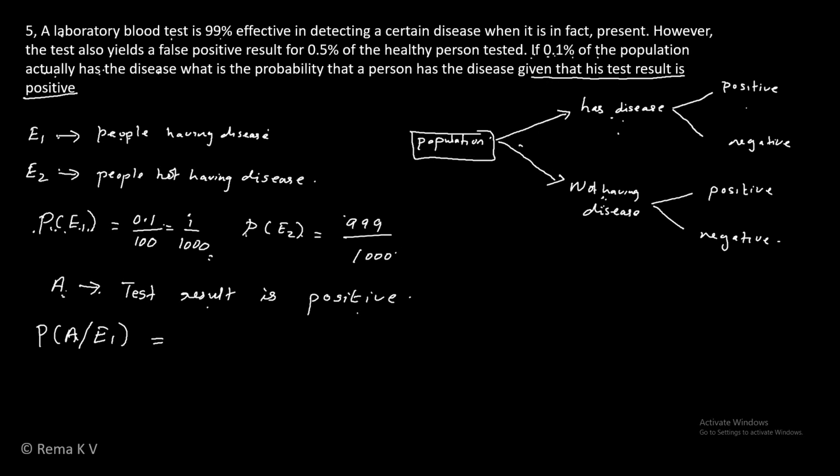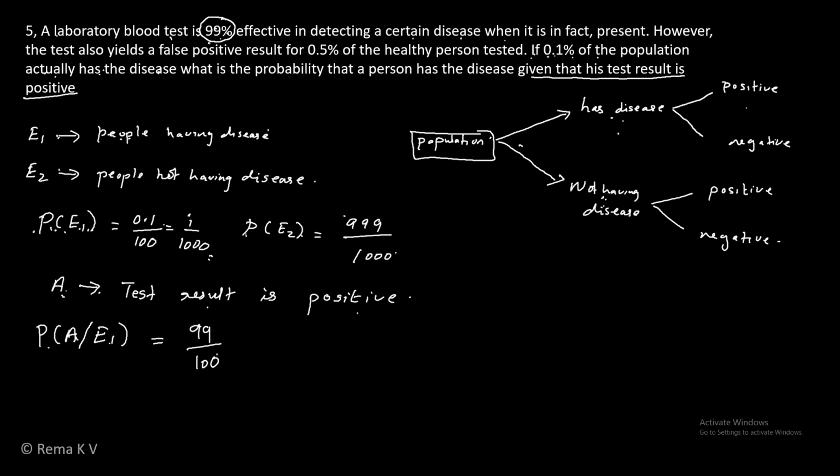See the first sentence. A laboratory blood test is 99% effective in detecting a certain disease when it is in fact present. That means if a person has the disease and gives the blood test, then his result will be positive. For 99% of cases, if the person has a disease, the test result will be positive. So what is the probability of A given E1? It is 99 by 100.